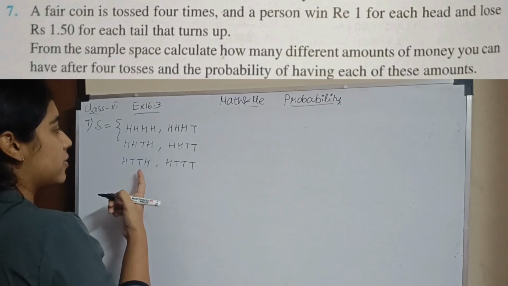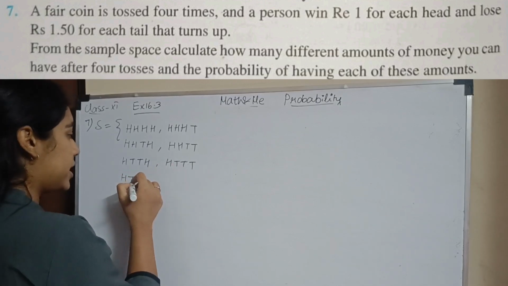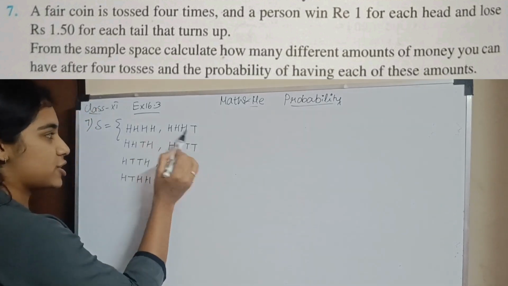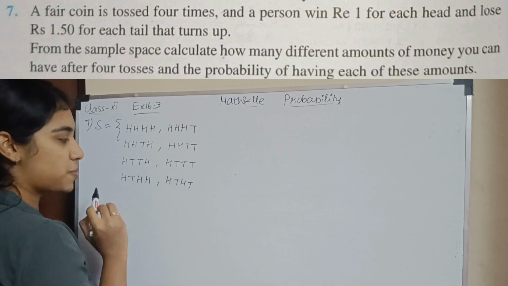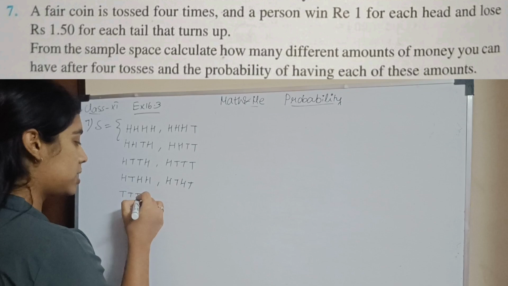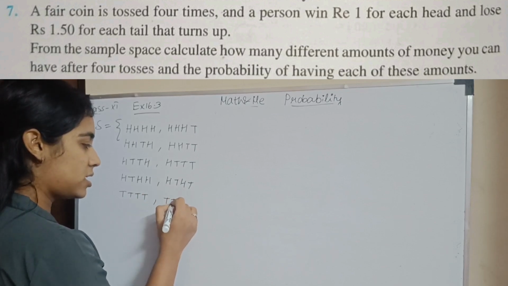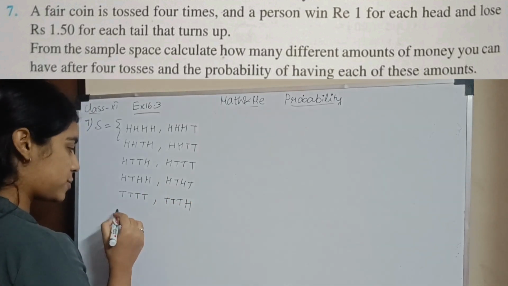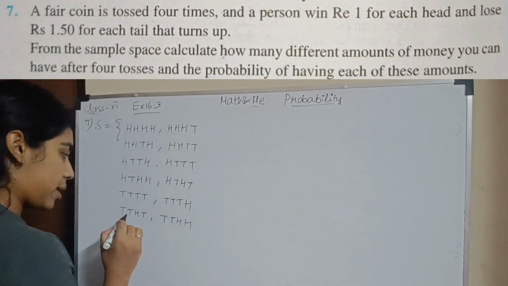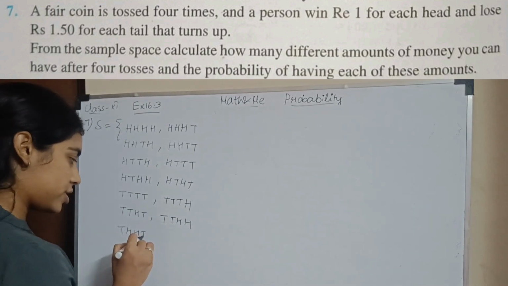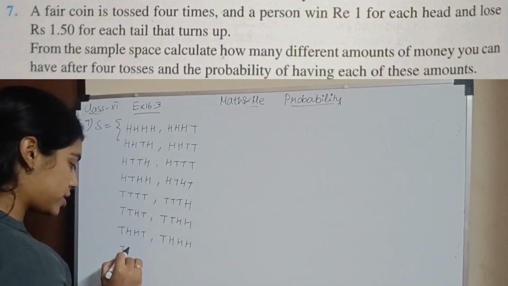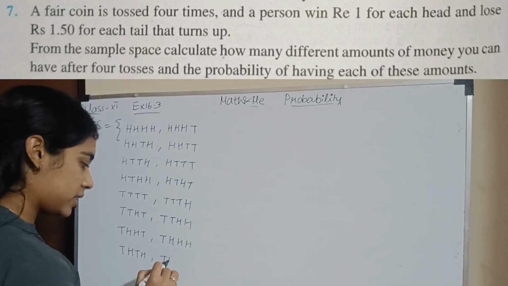Now again, when I change my tens place, I'll have HT, HH and HT, HT. First we changed the ones place, then the tens place, then the hundreds place, then again the tens place. This is the order. Next, when we change the thousands place, it will become TT, TT. Now here, changing the tens place, TT, TH. Next we changed the tens place, TT, HT, TT, HH. Then the hundreds place. So TH, HT, TH, HH. Next again the tens place. So I have to change TH, TH, TH.